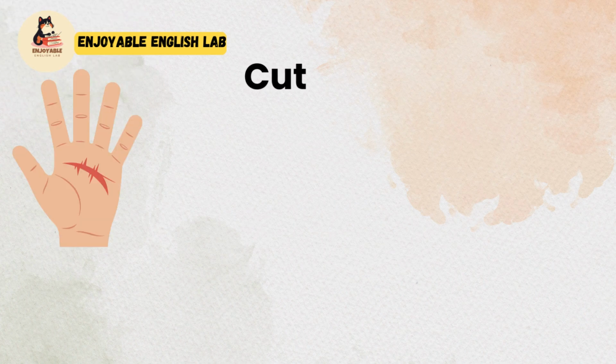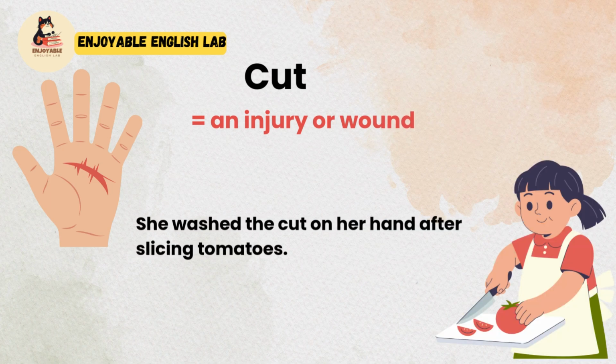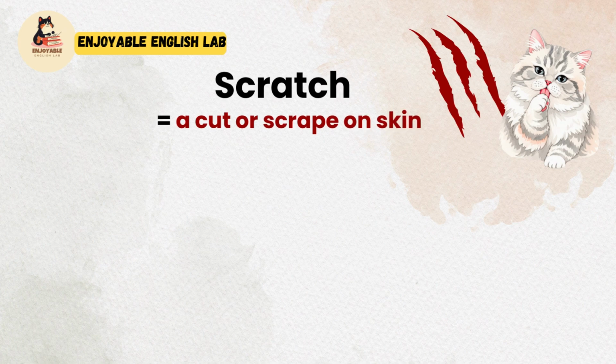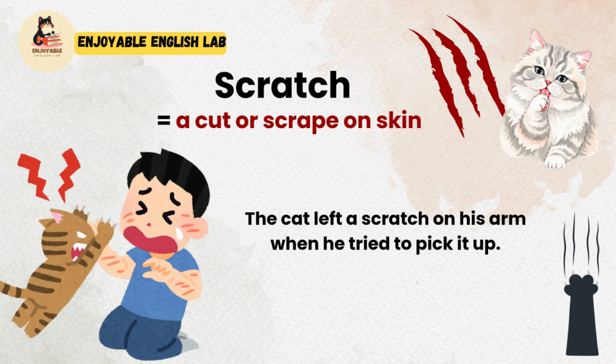Cut. The word cut as a noun means an injury or wound. For example, she washed the cut on her hand after slicing tomatoes. Scratch. Scratch is a cut or scrape on skin. For example, the cat left a scratch on his arm when he tried to pick it up.